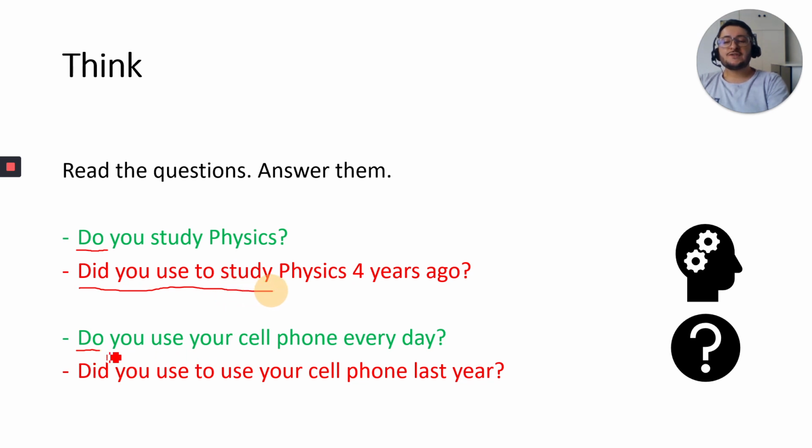Do you use your cell phone every day? Did you used to use your cell phone last year? Which one is the present question? Which one is the past question? E especificamente, nessas duas últimas, qual é o valor desse verbo use que aparece nas duas, né? Vamos pensar um pouquinho. Pratiquem, porque assim vocês vão ganhando fluência aos poucos com o uso dessa estrutura. Right? Deal? Agreed? Very good.